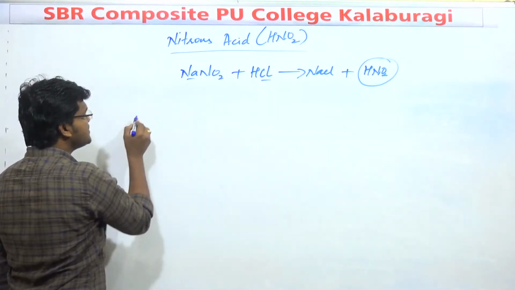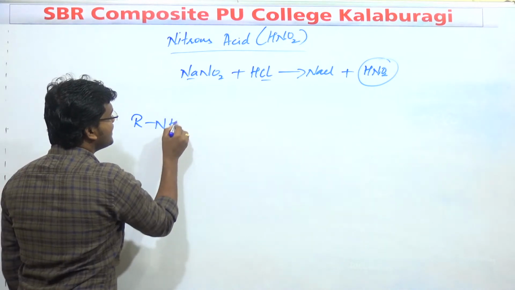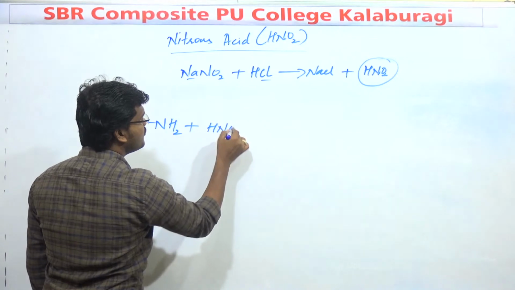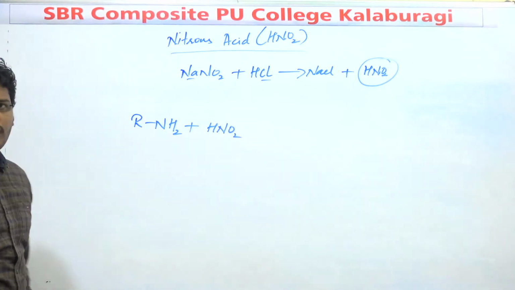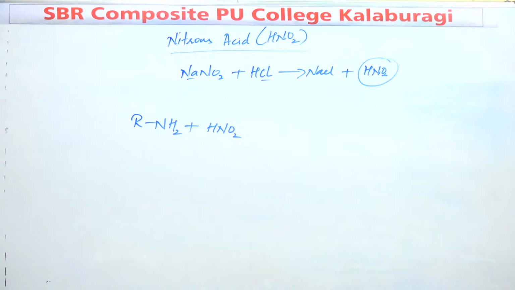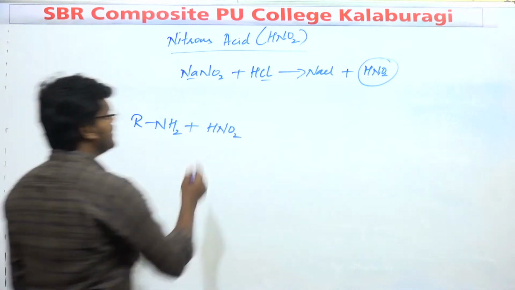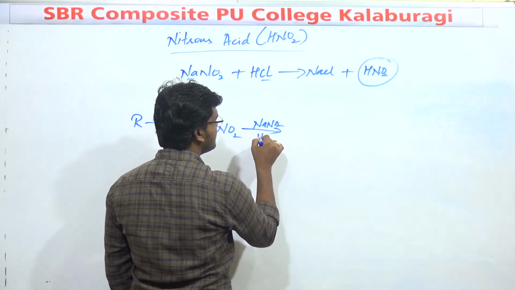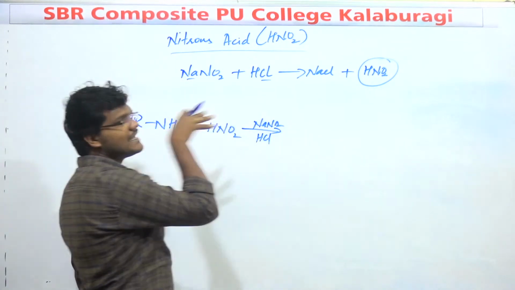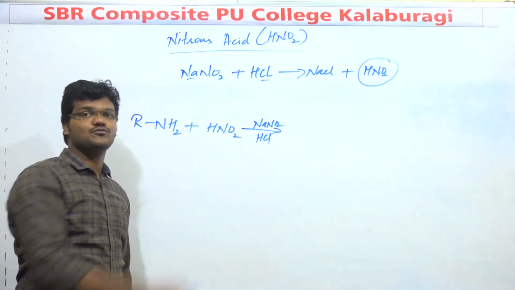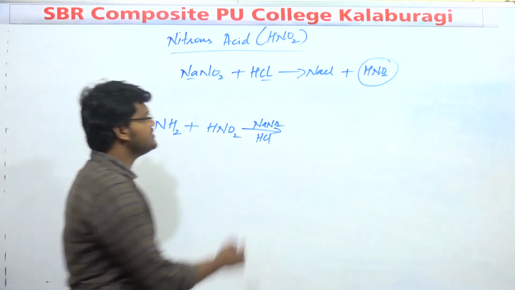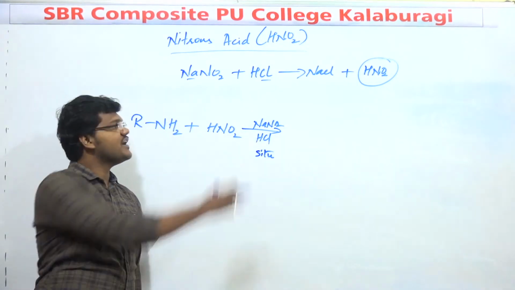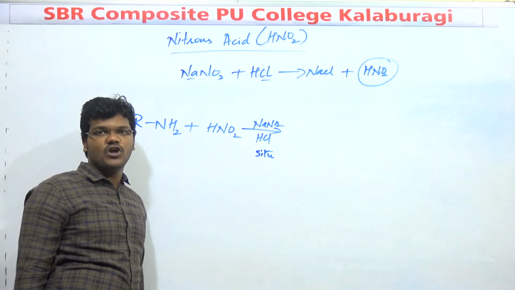So now what happens if this is added to a primary amine? If we are adding HNO2 to this compound, in presence of again a small amount of NaNO2 and HCl. This HNO2 is unstable. That is why it is prepared in situ. In situ in the sense during a reaction. That's why I have mentioned NaNO2 and HCl, small amount.